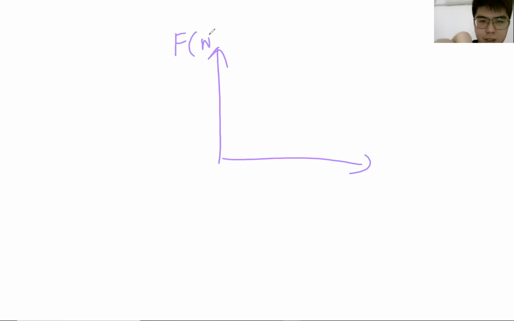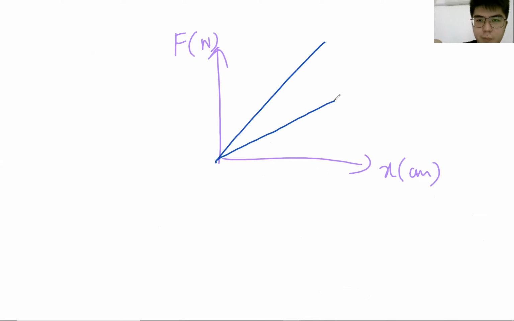So let's say I draw it out here. This is your F, Newton, and X, cm. So let's say I give you two springs, one spring, one line. Blue spring, and then the red spring here. If I ask you which spring, blue or red, has higher spring constant, how do you find it? How do you tell? Okay, so 0 here.